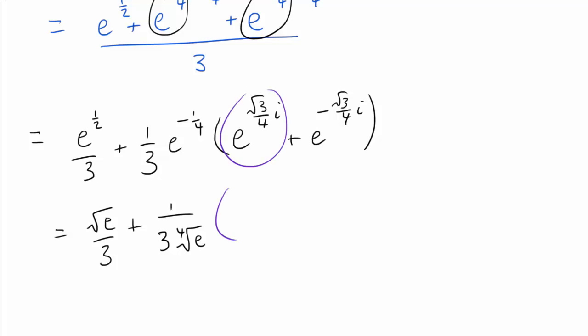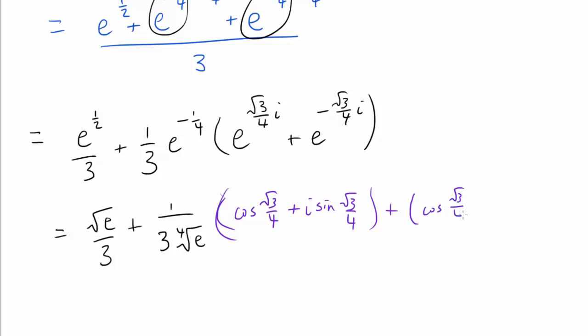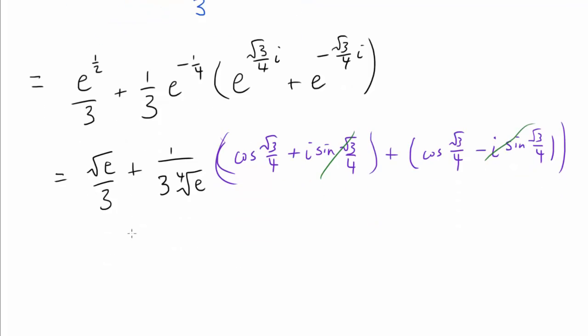We know e to the square root of 3 over 4 i is cosine of square root of 3 over 4 plus i times the sine of square root of 3 over 4 by Euler's formula. And using the same thing, we know e to the negative square root of 3 over 4 i is going to be cosine of negative square root of 3 over 4, that's the same as positive square root of 3 over 4, plus i times sine of negative square root of 3 over 4, that's the same as negative i times the sine of square root of 3 over 4. And we see that the imaginary parts cancel out as they should and as we expect. So we have square root of e over 3 plus 1 over 3 times the fourth root of e.